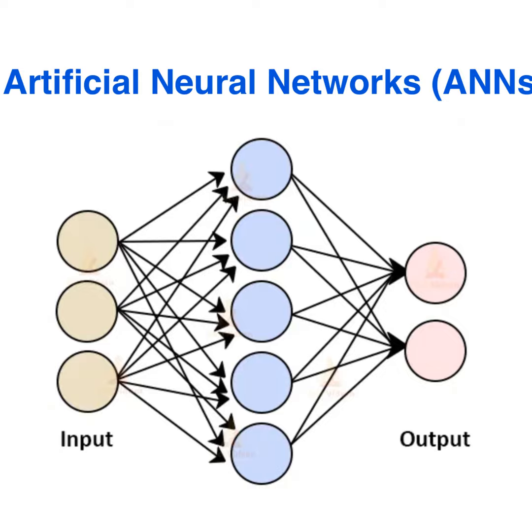Exactly. But what about those calculations happening inside each neuron? It can't just be basic addition, right? You're right, there's more to it. That's where activation functions come into play. They introduce nonlinearity, which allows the network to model complex relationships that exist in the real world. So without those activation functions, it would be limited in its ability to model those complex patterns.